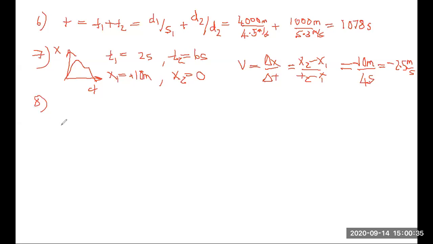Number 8 says, a plane flies 200 miles an hour in a direction that's 30 degrees west of north. Assuming that east is the positive x direction and north is the positive y direction, calculate the x component of the plane's velocity. So let me make a little sketch for this one. Here's the plane's velocity vector, and its length is 400 kilometers. No, it's miles. Sorry.